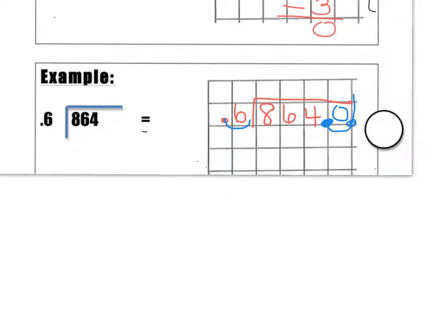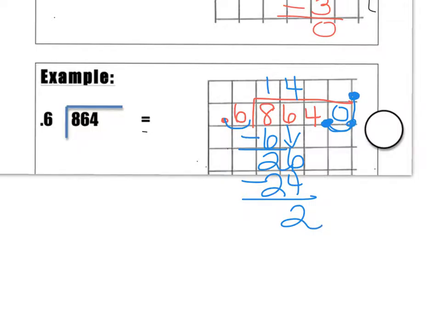When you bump it, go straight up to the roof and place it on top. Okay, always do the bumps and then raise it at the same time. Then let's divide. 6 goes into 8 one time. 1 times 6 is 6. Subtract, 2 left over. Bring down the 6. 6 goes into 26 4 times. 4 times 6 is 24. Subtract, 2 left over. Bring down the 4.